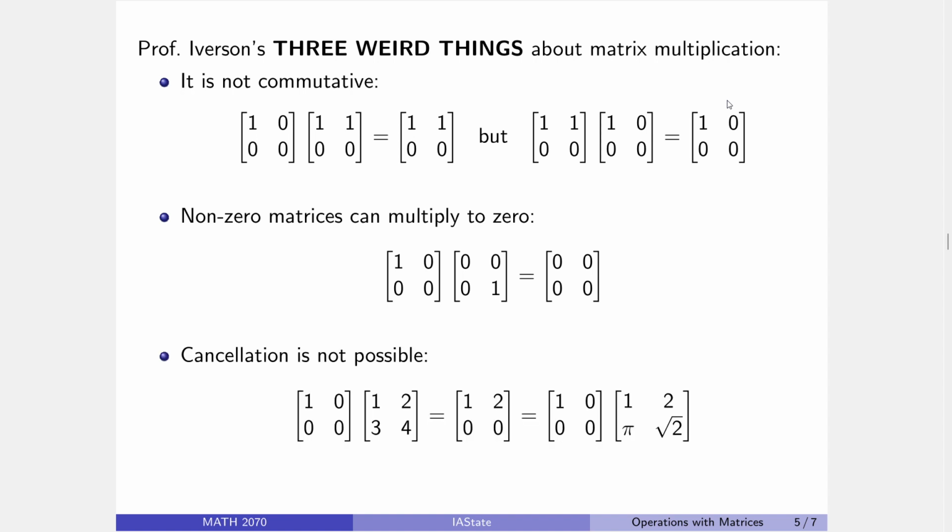Very bizarre. And related to this is that there is no hope for cancellation, meaning that I can have A times B and A times C, and they can equal each other, but B and C were incredibly different matrices. So I would love to cancel matrix equations, but it turns out I have to be very careful about that. And we'll talk about that in the next video when I'm actually allowed to do cancellation.